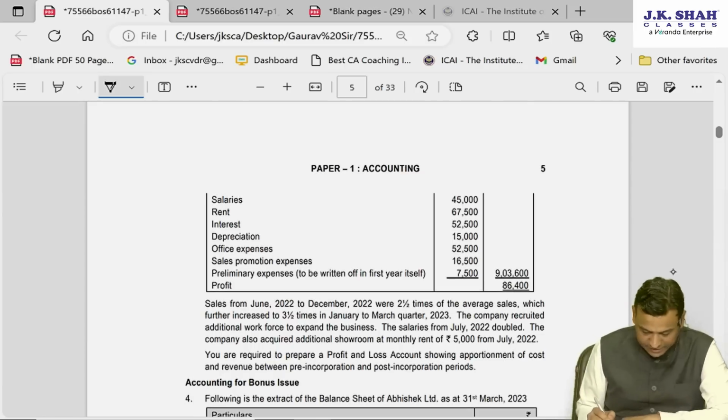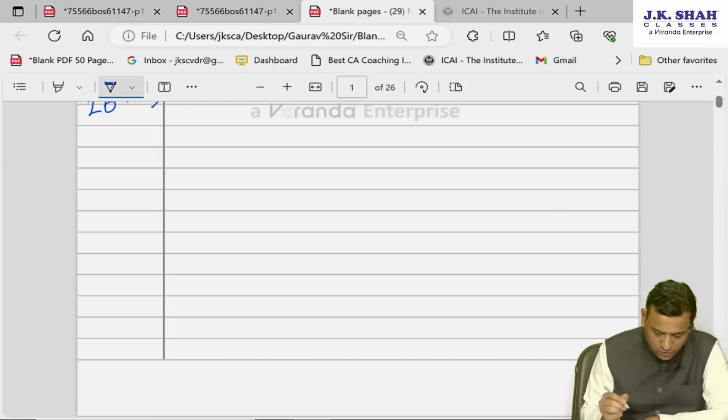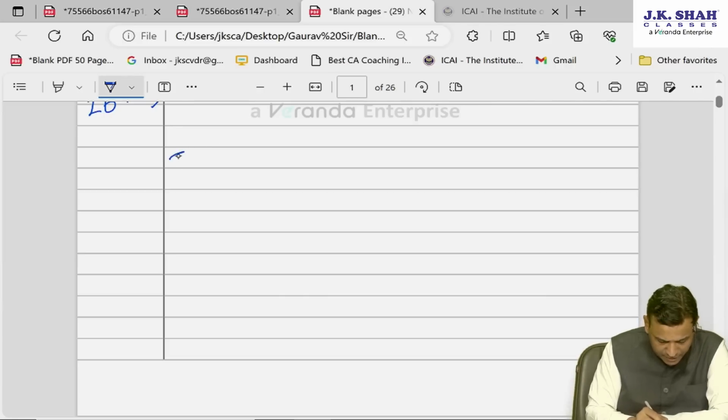Now, let us start, friends. I hope you would have read the question. Very simple question, not any complexity. First of all, we have to calculate time ratio. What is your time ratio?